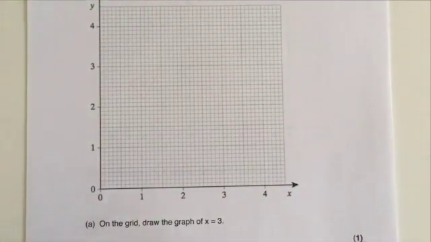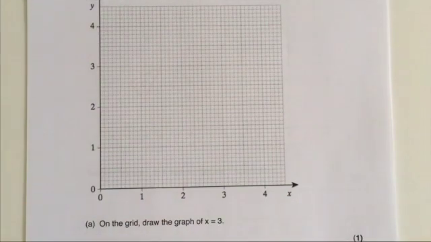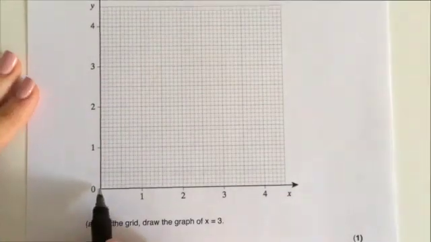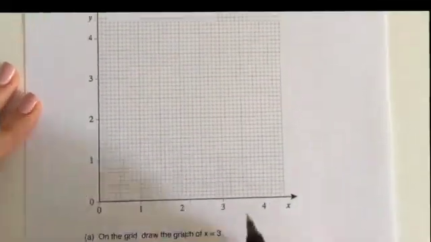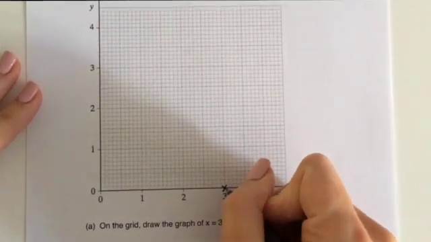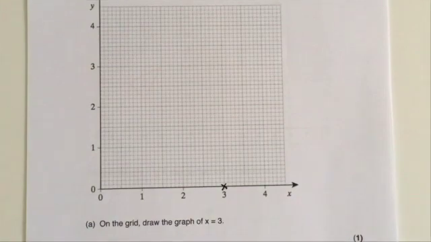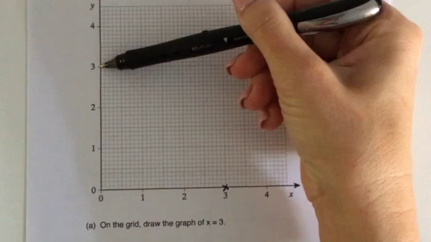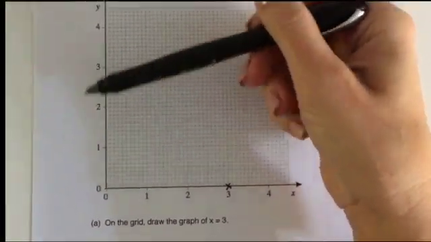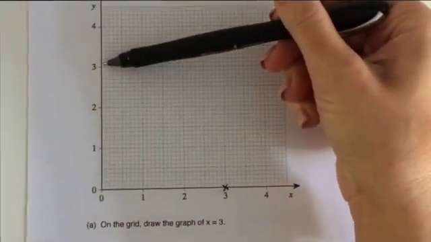So what we have to do is find a point where x is 3. Now you might be able to spot quite a few. The obvious one to start with is looking on the x-axis, and where is it 3? Well, x is 3 right here. And then we have to find another place where x is 3. So let's have a think about it. If we're thinking about coordinates, would x be 3 here? No, x would be 0, so this would be 0, 3.